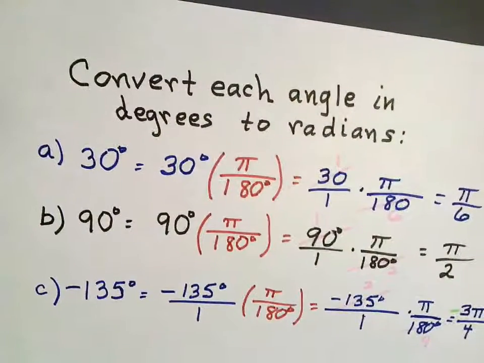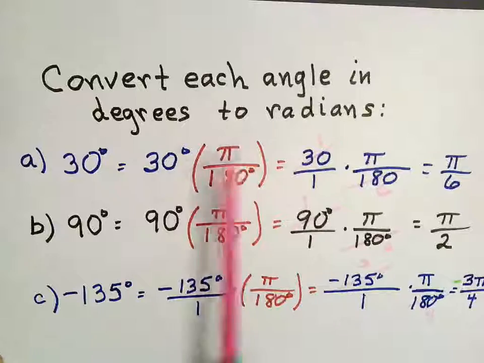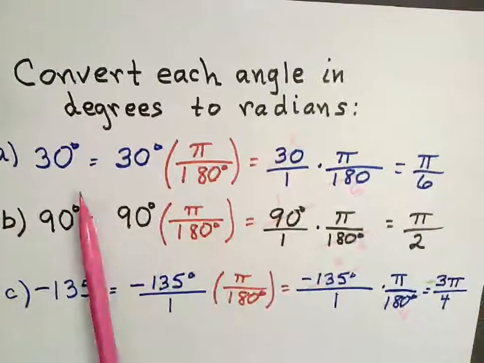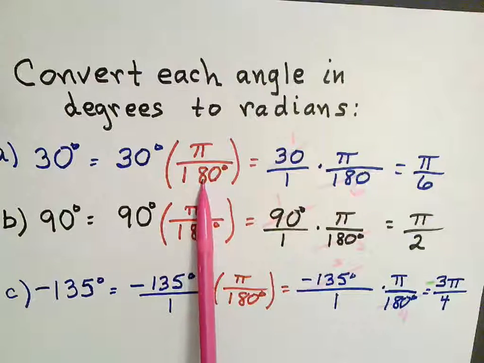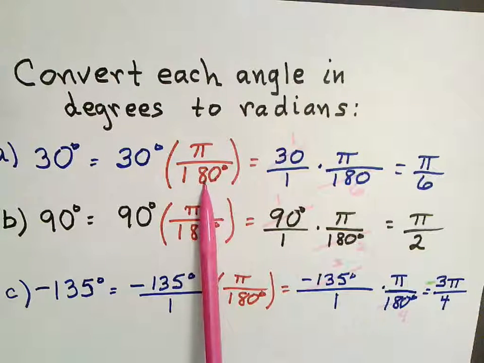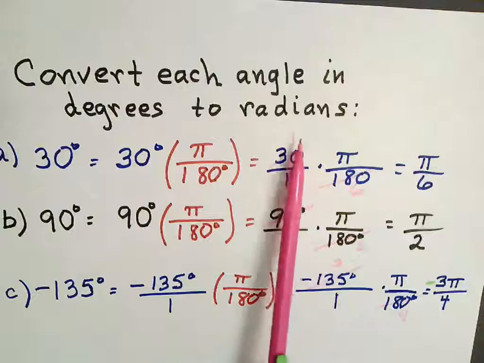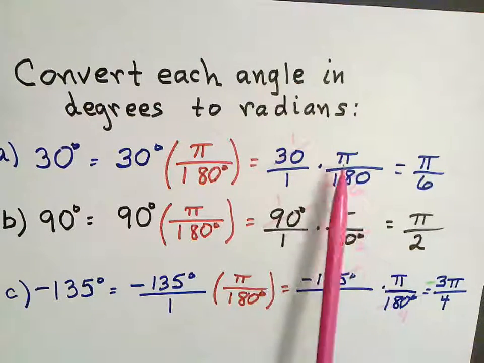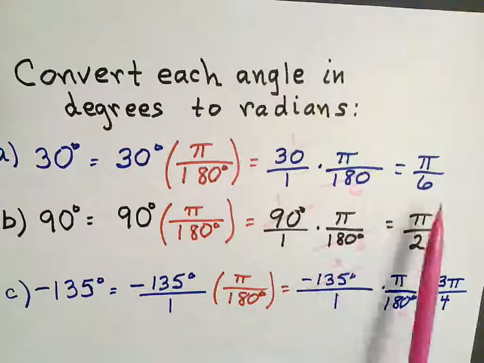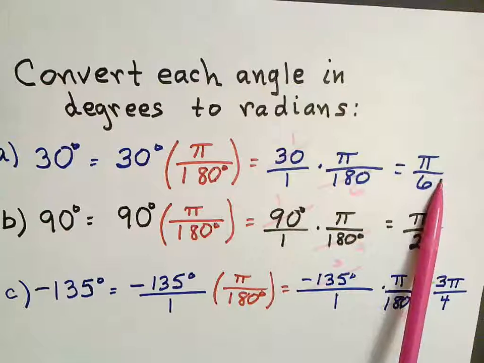We're going to convert each angle in degrees to radians. So we have 30 degrees. Our conversion factor is pi radians per 180 degrees. The degree units cancel out, so we're left with just a real number. 30 goes into 30 once. 180 divided by 30 is 6. 1 times pi is pi. 1 times 6 is 6. So 30 degrees is the same thing as pi over 6 radians.